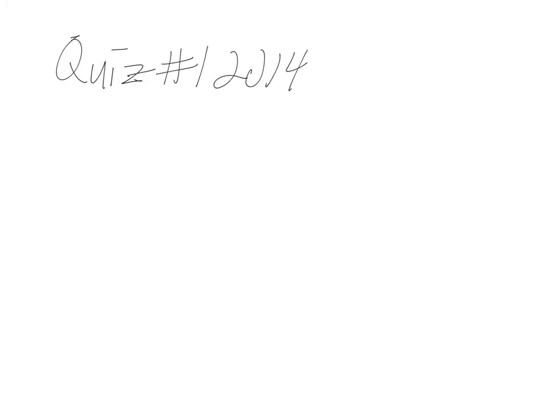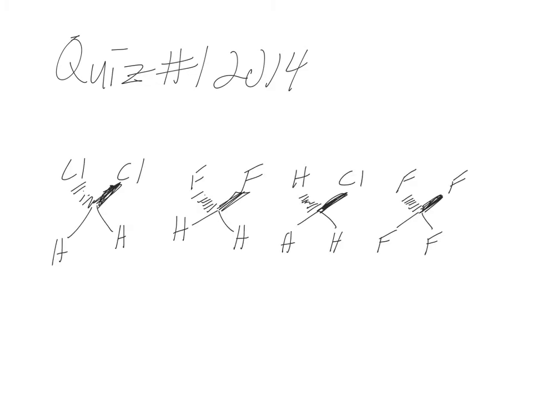Taking a look at quiz number 1 from 2014. It says rank the overall dipole moment from smallest to largest. Okay, so we have 4 structures. Let's call it A, B, C, and D. The instructions ask us to rank the overall dipole moment from smallest to largest, smallest being 1, largest being 4.